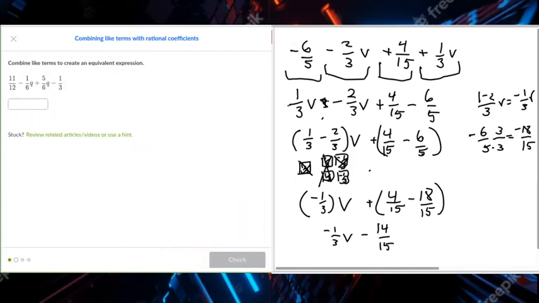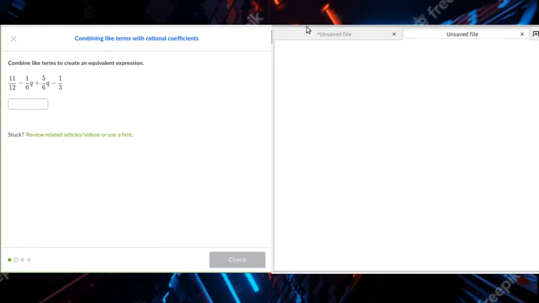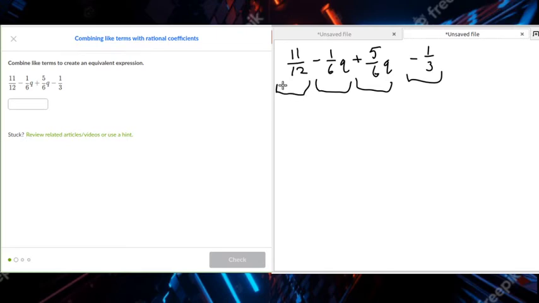All right, let's look at the next one. Combine like terms to create an equivalent expression. Let's write it out. 11/12 minus 1/6 q plus 5/6 q minus 1/3. And again, I'm going to look at these as blocks. And this one has kind of like an invisible plus on it. So we're going to carry those all around.